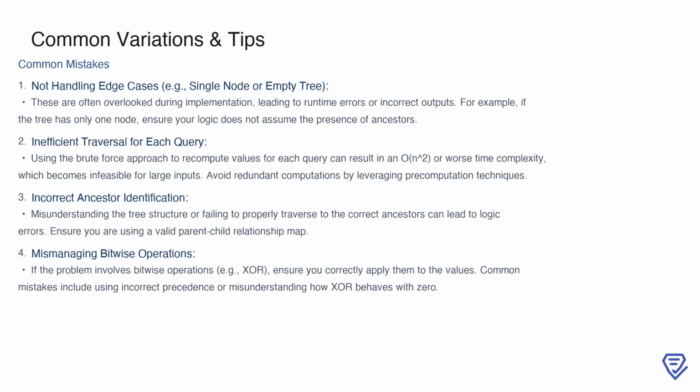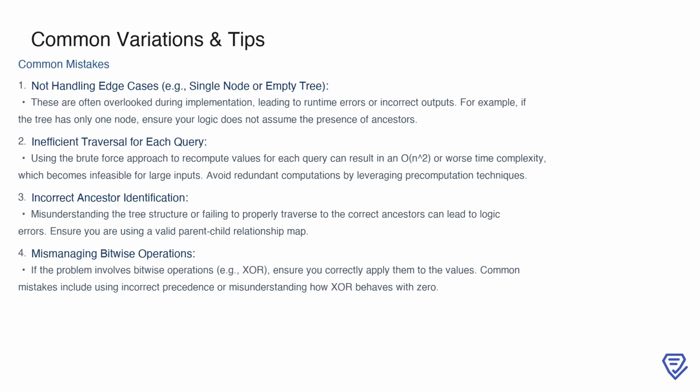When solving this problem, there are a few common mistakes to watch out for. First, not handling edge cases can lead to runtime errors or incorrect outputs. For instance, in scenarios where the tree has only one node or is empty, your code must account for these possibilities rather than assuming the presence of ancestors.